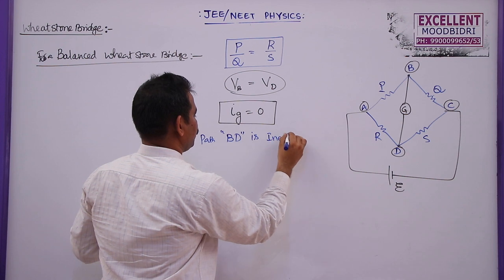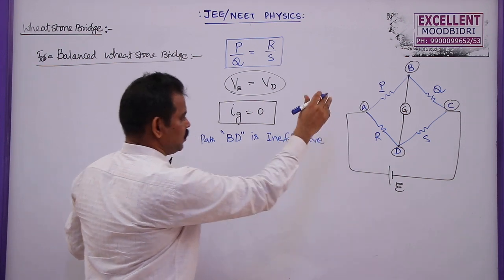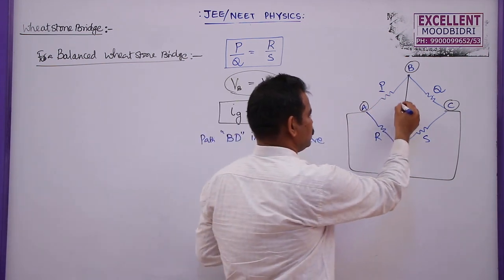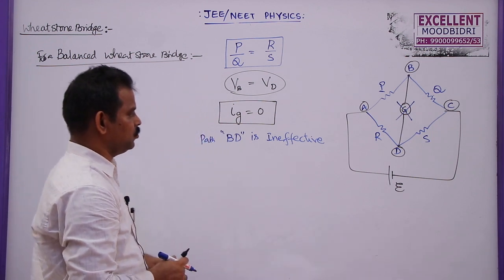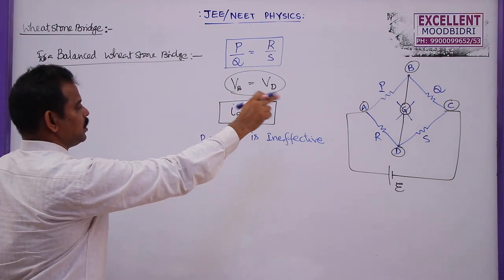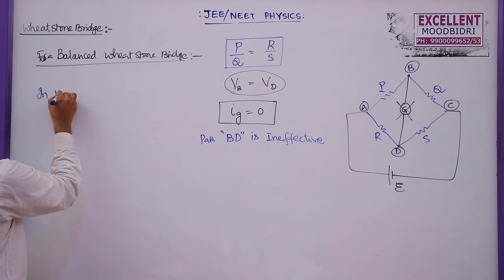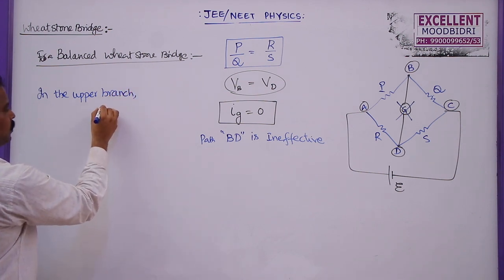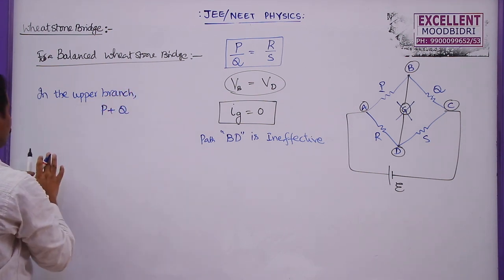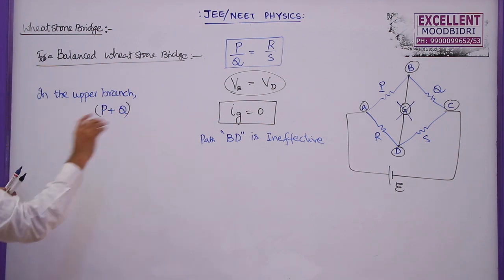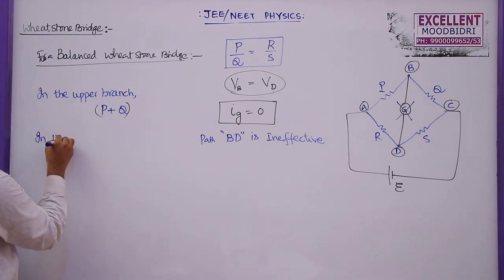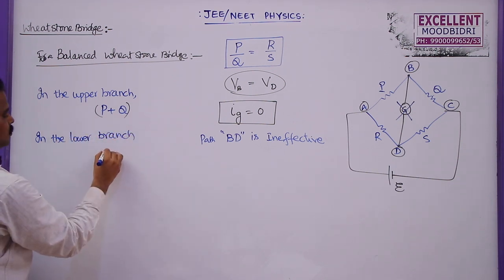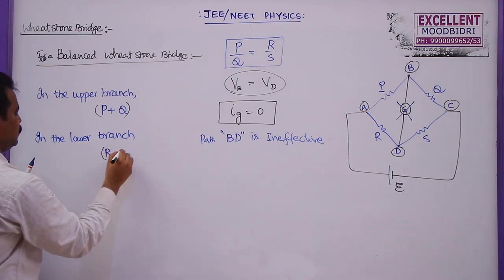Path BD is ineffective. Ineffective means in the sense that no current is passing through this one. Whether it is present or absent, there is no problem. There is no change in the other conditions. Now the circuit, what is the resistance in the upper branch? In the upper branch, the total resistance is P plus Q. In the bottom branch or lower branch, the total resistance is R plus S.